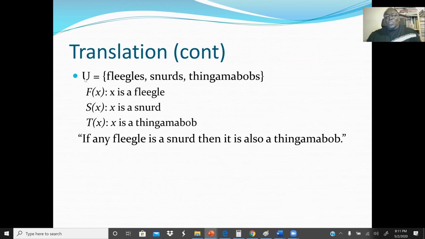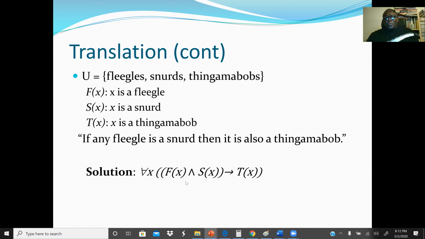Another example, we have a universal set of frigos, snots, and tingamabobs. Again, we have three strange words here. Let F(x) mean x is a frigo, S(x) mean x is a snot, and T(x) mean x is a tingamabob. We say that if any frigo is a snot, then it is also a tingamabob. So we have to translate this, and this is our solution here.